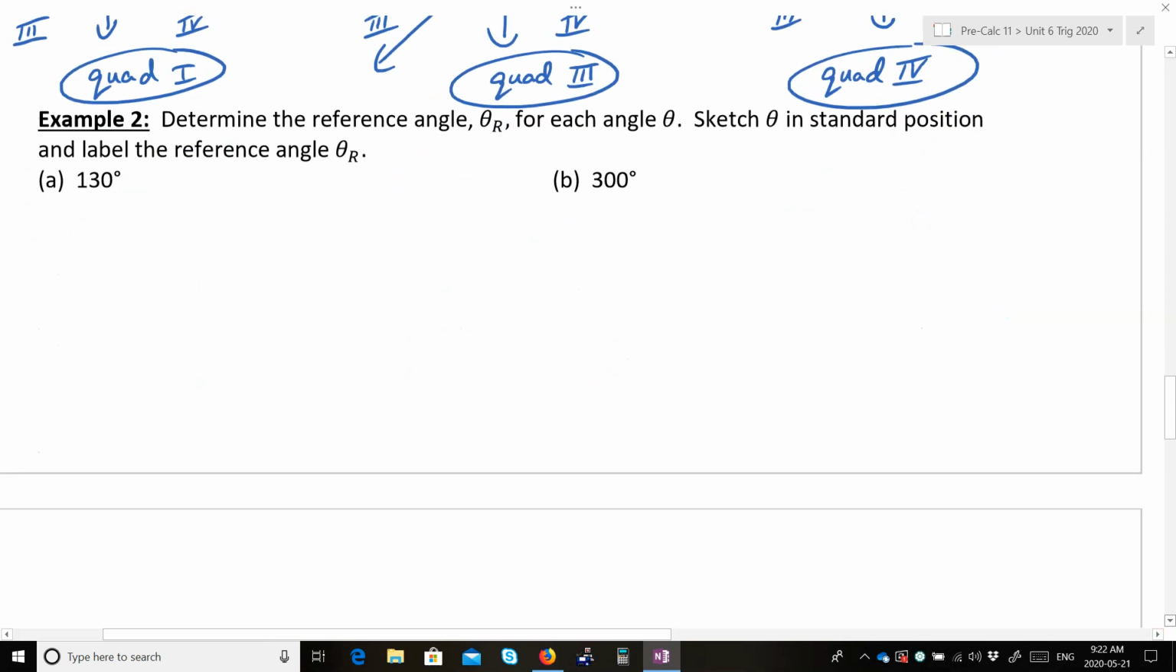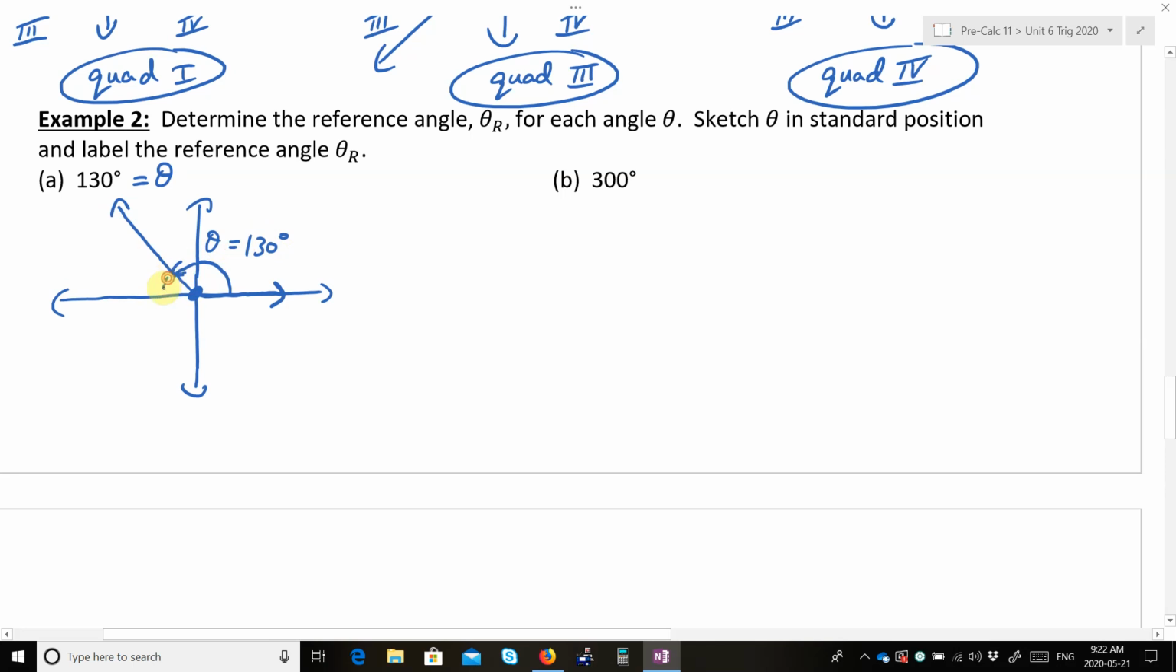Alright, example 2 says, determine the reference angle, theta reference, for each angle theta. Sketch theta in standard position and label the reference angle theta r. Okay, so this is theta, and we want the reference angle for that. So 130 degrees, there's the positive x-axis. Up to there is 90 degrees. To the next x-axis would be 180, so 130 would be somewhere in here. So here's theta equals 130 degrees.